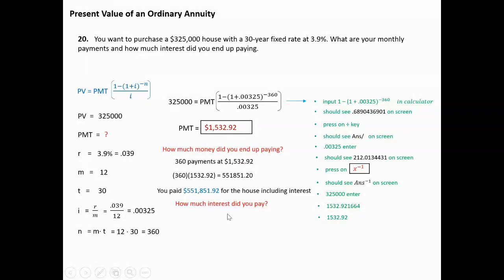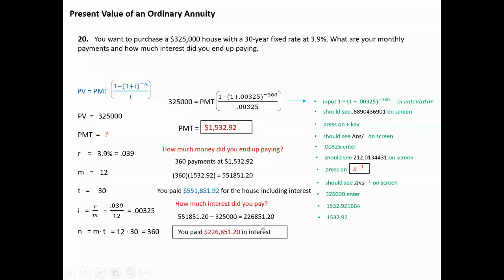Now, how much interest did you pay? So I subtract the loan amount, which was the 325, from the 551,851, and we should get something like a little bit over $250,000, $226,851. This is how much money you paid extra.